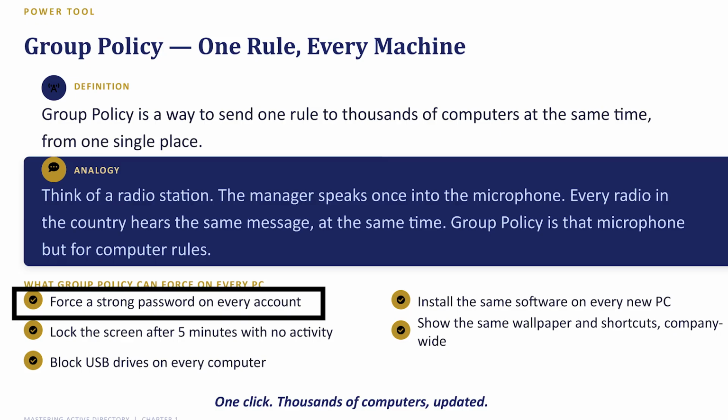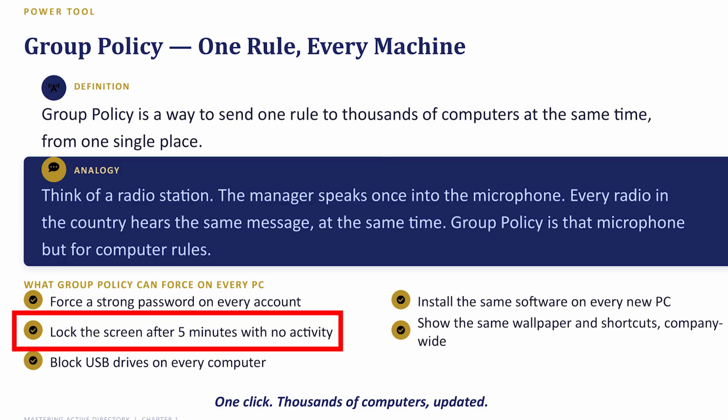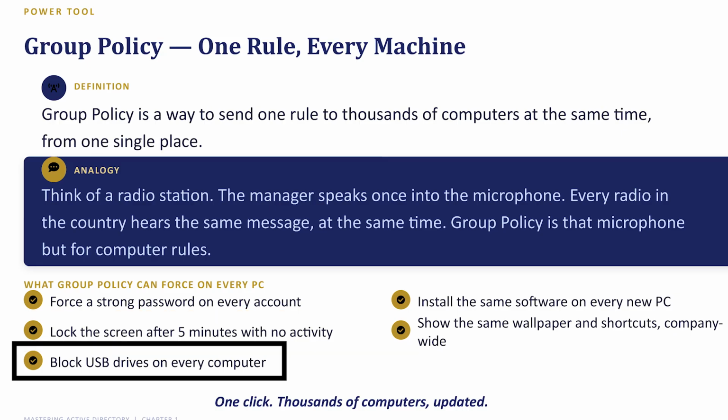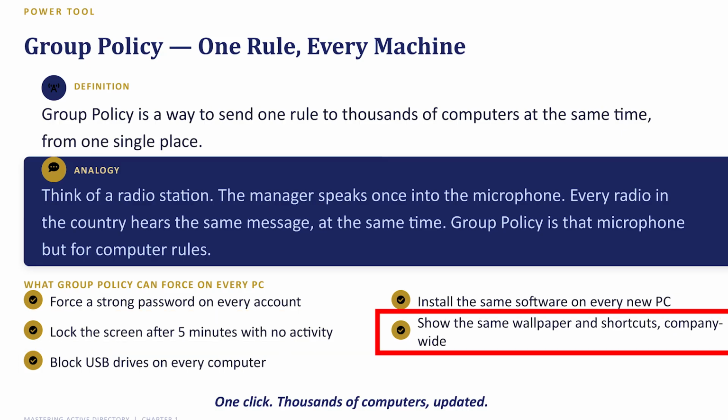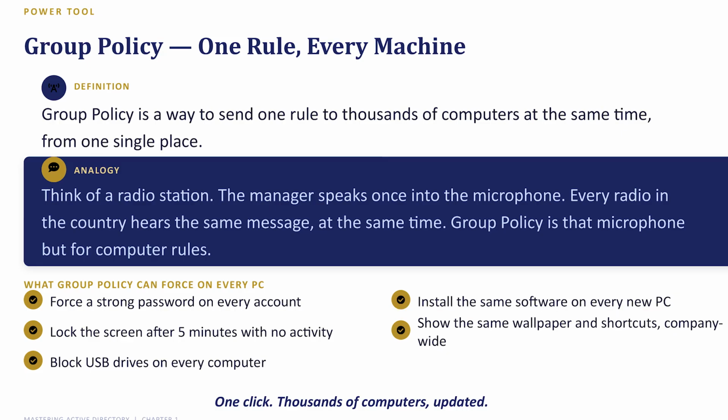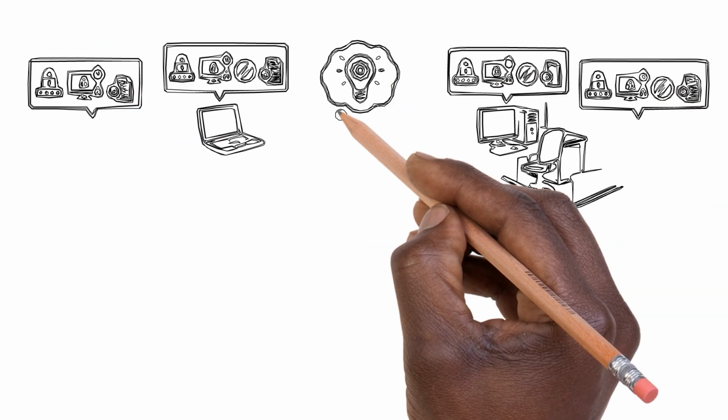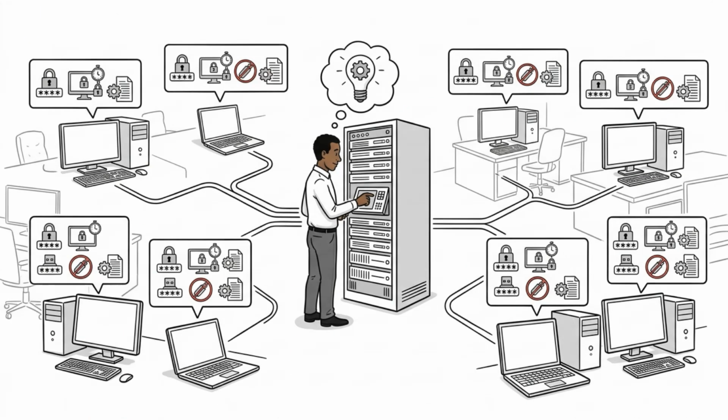Now look at what the slide says group policy can enforce. It can enforce strong password requirements. It can lock a screen after 5 minutes. It can block USB drives. It can install software. And it can standardize things like wallpapers and shortcuts. Now think about why this matters. Suppose an organization says every company computer must lock after 5 minutes of inactivity. Without centralized policy, someone might have to configure many computers manually. With centralized policy, the organization can enforce the setting much more efficiently.